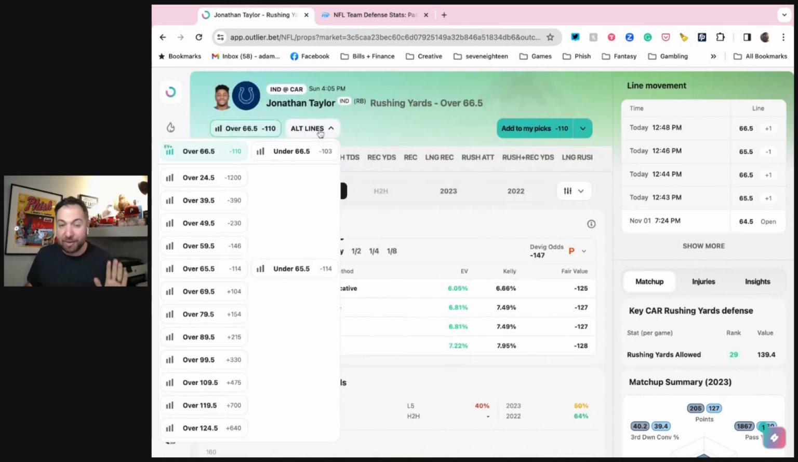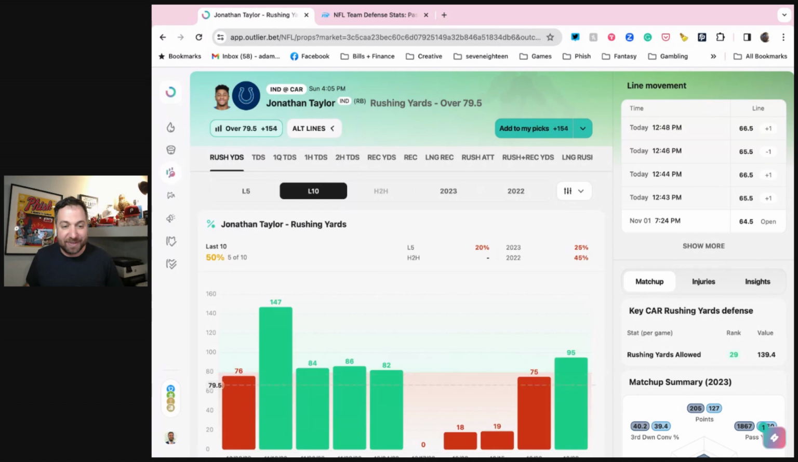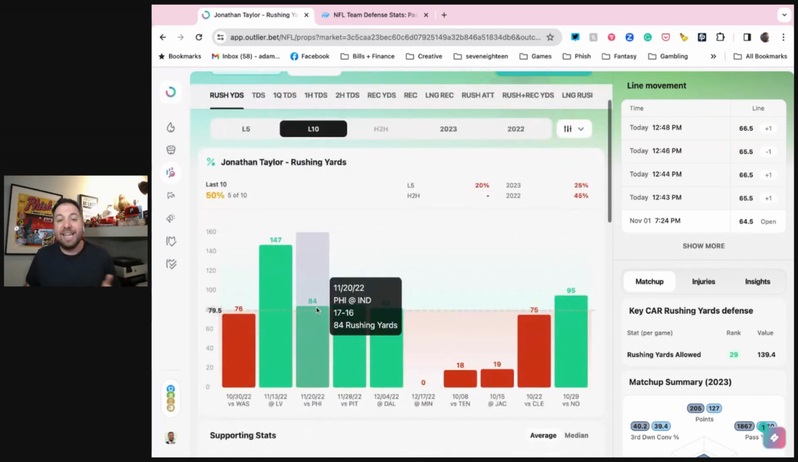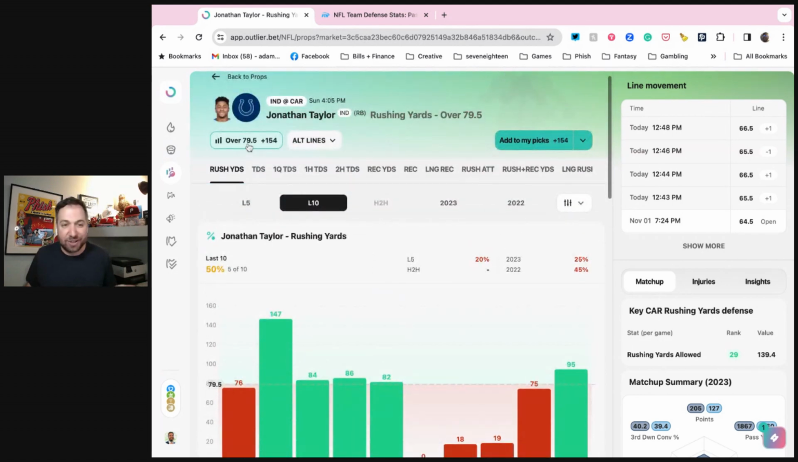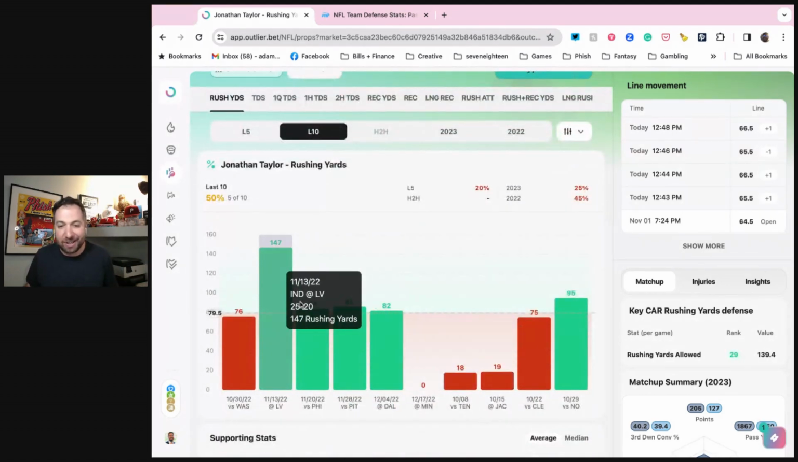Alt lines, which is something I love about Outlier. Go to alt lines, and then let's see what happens when he gets to, a little bit of extra money, to add it up to 80 yards. Look at that. His floor of 80 yards is not only going to get you plus 154, but he's done it a bunch of times.